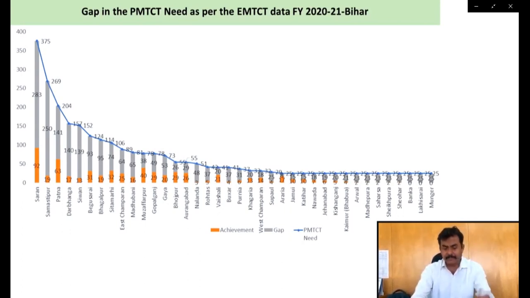In this slide, that gap is shown for the districts of Bihar. In 5 states, what we are doing in Bihar, UP, Rajasthan and Maharashtra, that district-wise strategy we are trying to build along with our Global Fund partners Sathi and Plan, and we will try to implement it and see if some significant changes can be made.